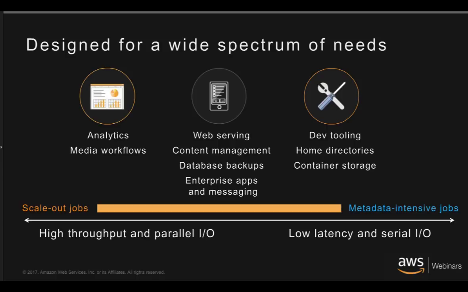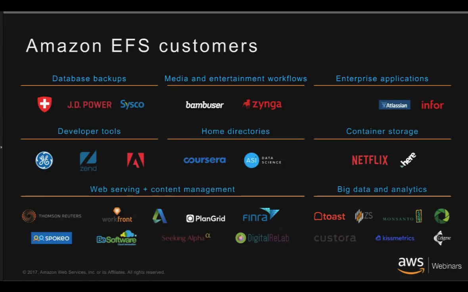Then the max I/O performance mode helps you drive higher amounts of throughput and IOPS on your file system with the trade-off of slightly higher per operation latencies, because those are not what matter for highly scale-out applications.